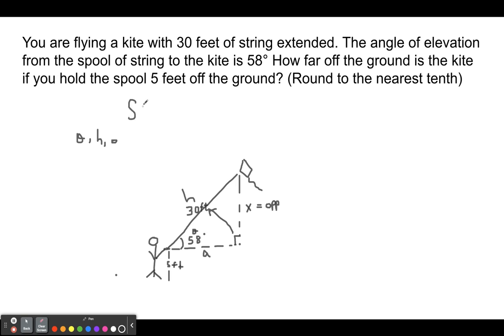So when I'm thinking about SOH CAH TOA, I should be using sine, because that's the one that involves O and H. So I should be saying the sine of 58 degrees is equal to opposite, which is my x, over hypotenuse, which is 30.